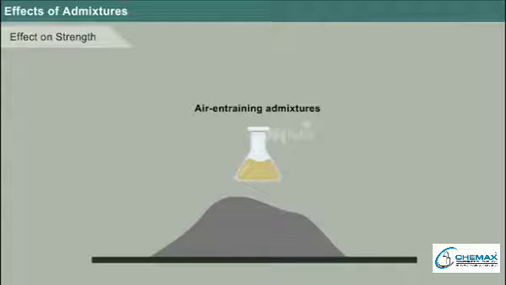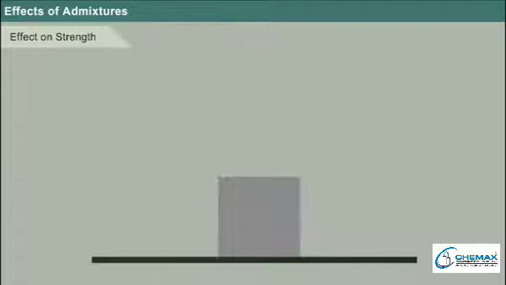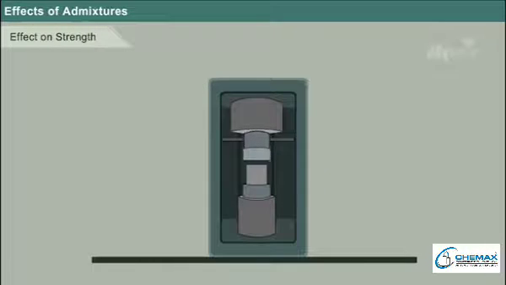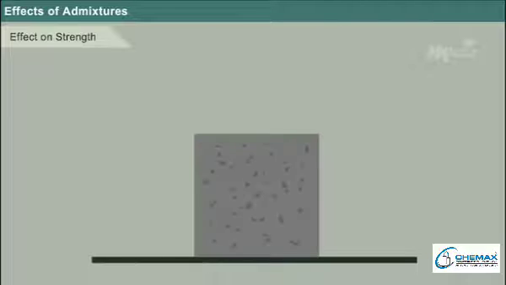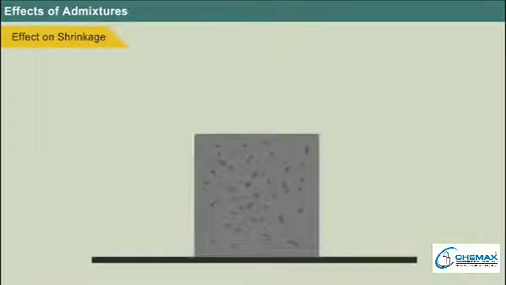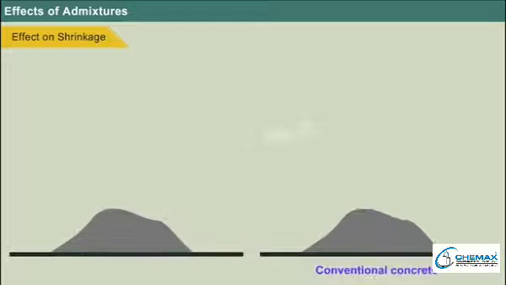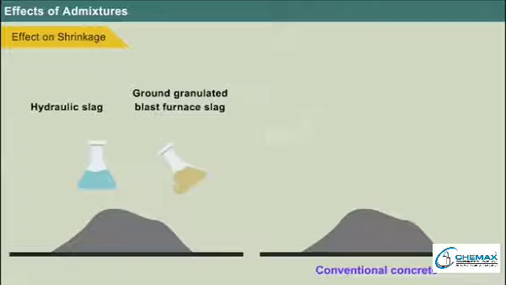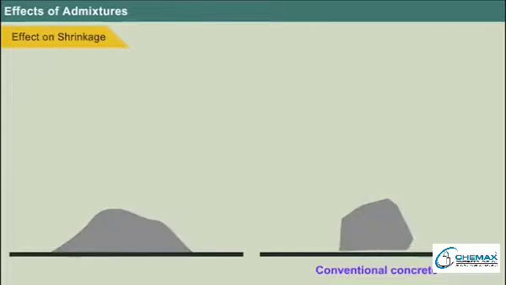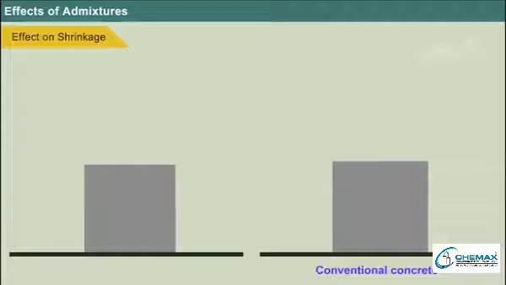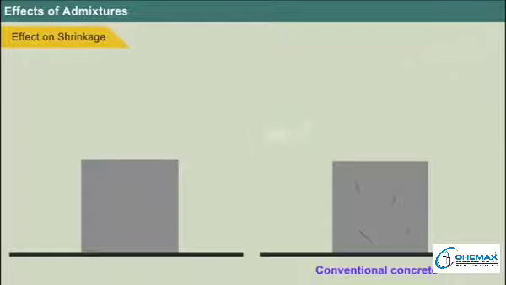Air entraining admixtures in concrete reduce the compressive strength of concrete. This reduction in strength is due to the voids created by the admixture. Effect on shrinkage. When ground granulated blast furnace slag and hydraulic slag are added to the concrete, they act as expansive agents and reduce shrinkage in the hardened concrete.